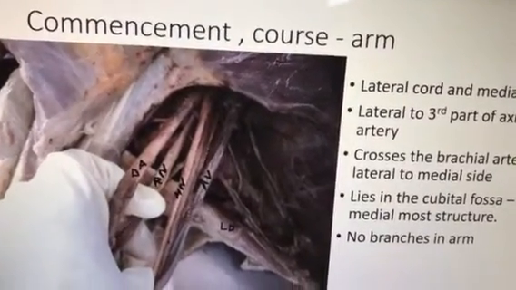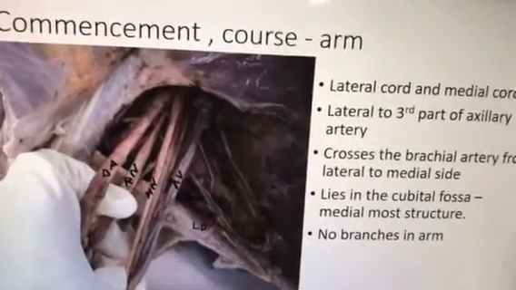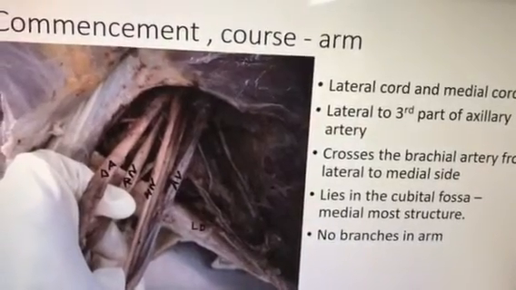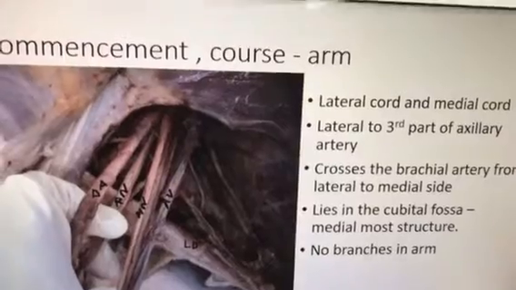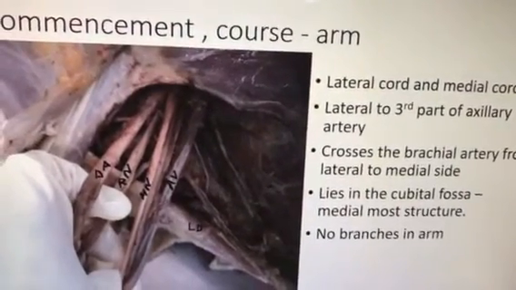So commencement, for all the nerves you should write. For example, we have started with the median nerve, so the commencement is from where it comes. The lateral root comes from the lateral cord and the medial root comes from the medial cord of the brachial plexus. So this is the commencement.